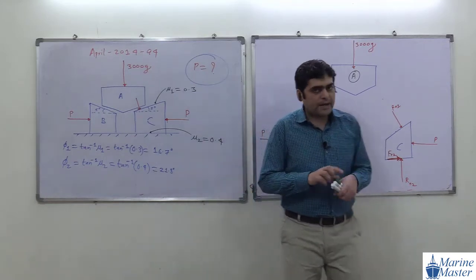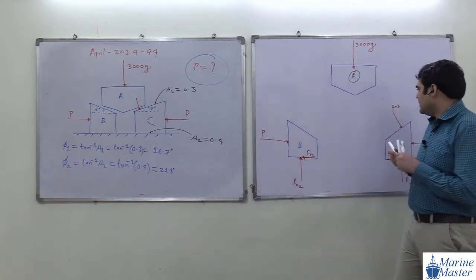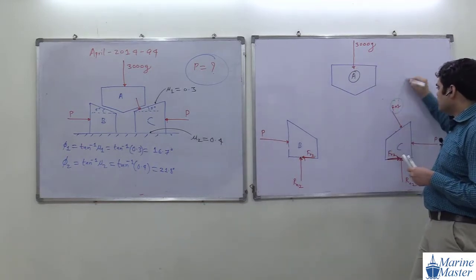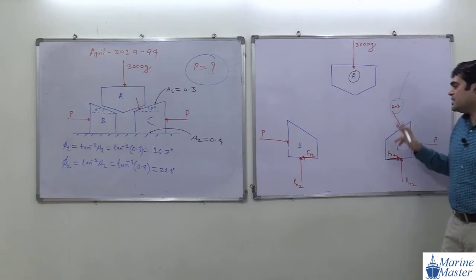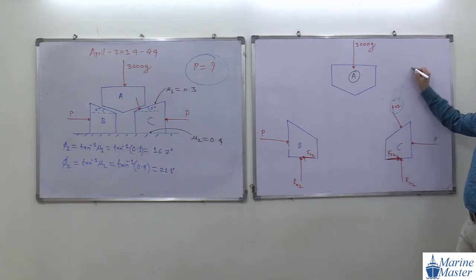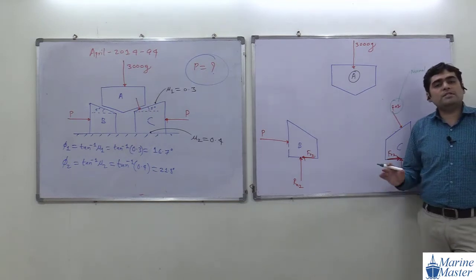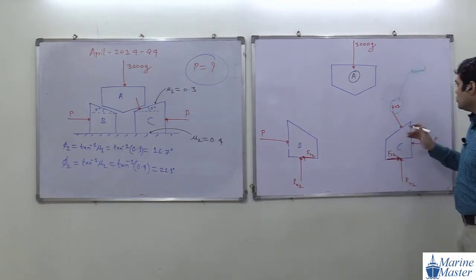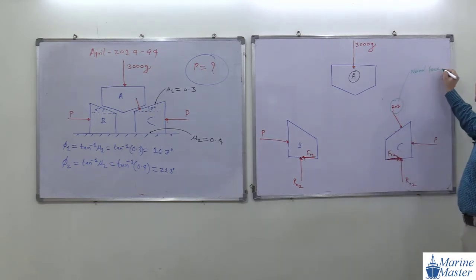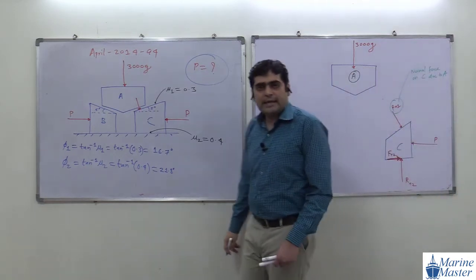What is the meaning of Rn1, guys? For our understanding I am writing; in the exam there is no need of this. Rn1 means force on C. Normal force. What is the meaning of the word normal? Normal means perpendicular to the plane. So normal force on C due to A. Any doubt in this one?